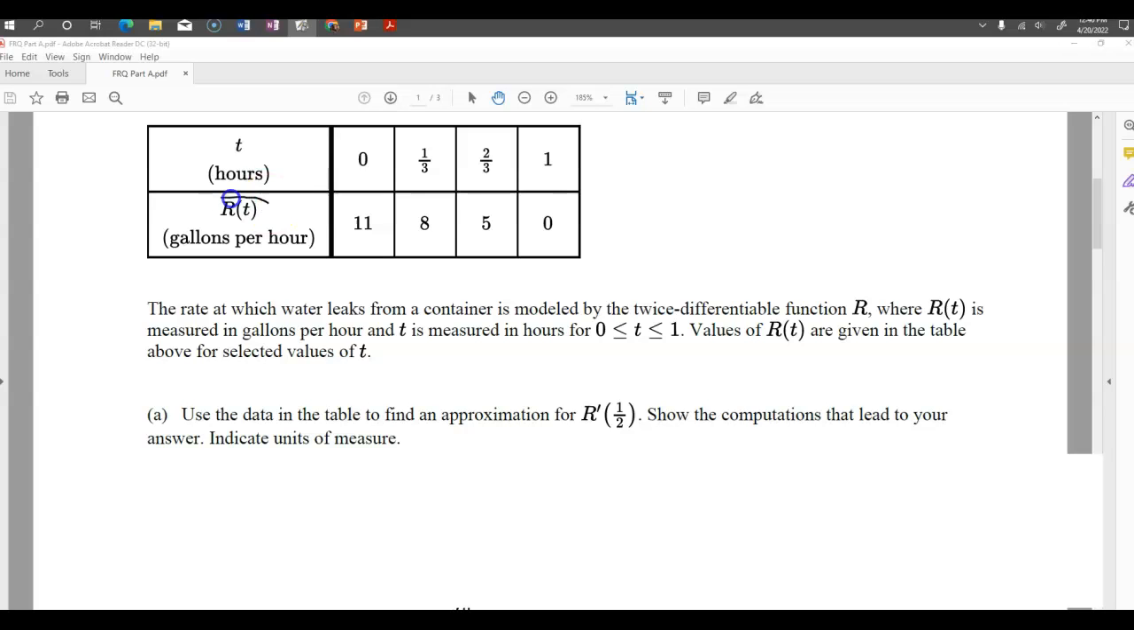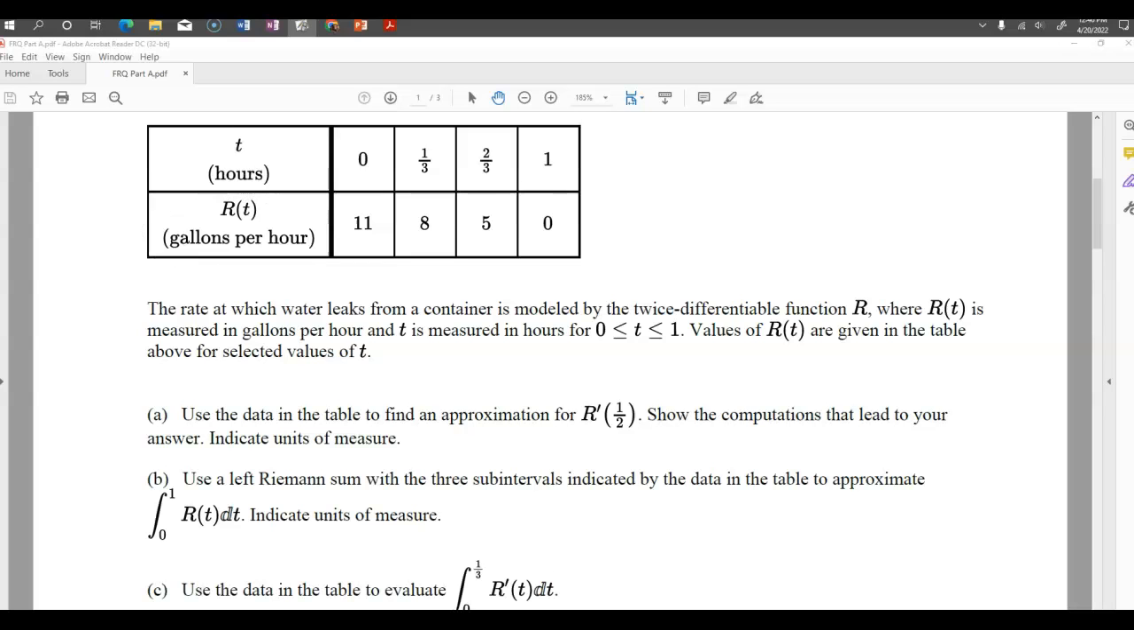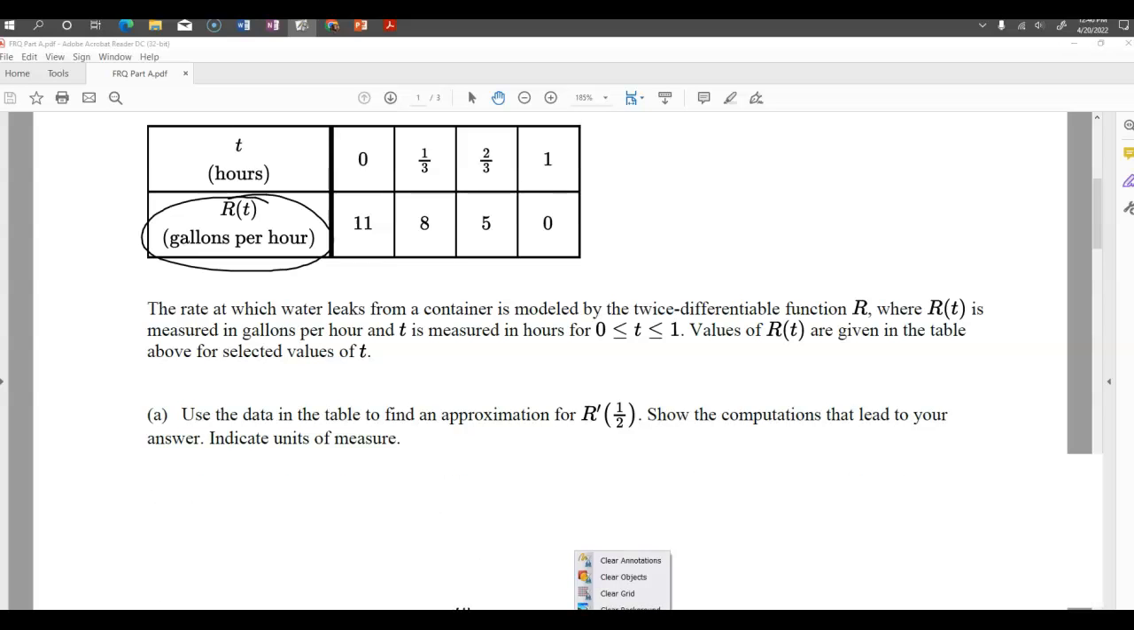So this is a rate. It's gallons per hour at which water is leaking from a container. And then we have the top, which is in hours. So part A, use the data in the table to find an approximation of R prime of 1/2. Show the computations that lead to your answer. So this is an instantaneous rate of change. And whenever you have a table problem, you can estimate an instantaneous rate of change by doing an average rate of change using the two values that are closest to the number they give you.